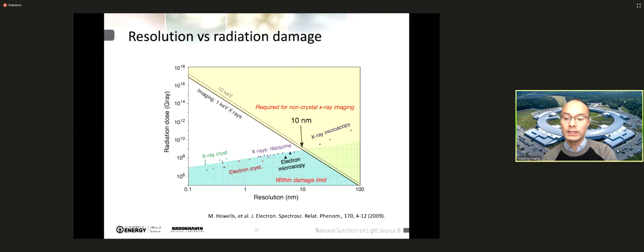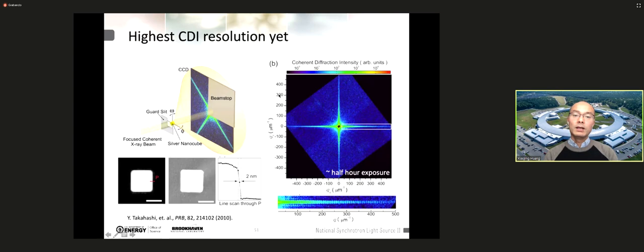Okay, so now, as we mentioned, this diffraction-based measurement technique is able to achieve high resolution, not imposed by the lens. So this is the highest resolution that has ever been demonstrated using this technique. In this case, the sample is a silver cube, and they put tons of illumination on this sample. The total exposure is like half an hour for this 2D image.